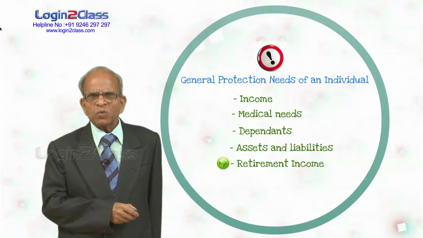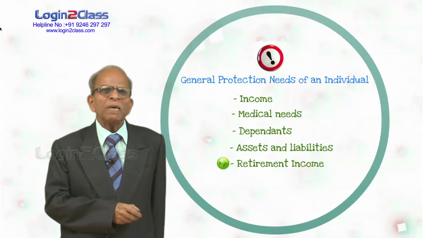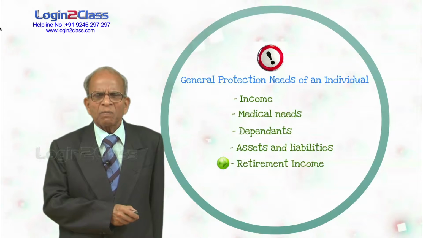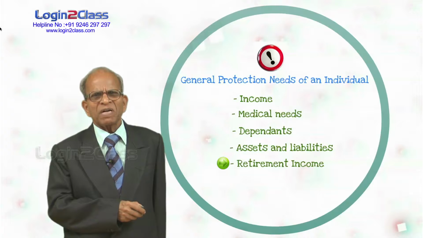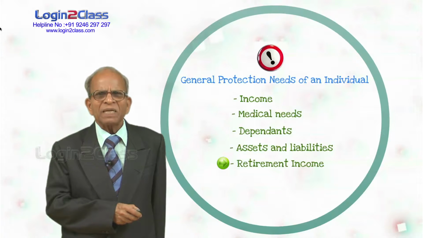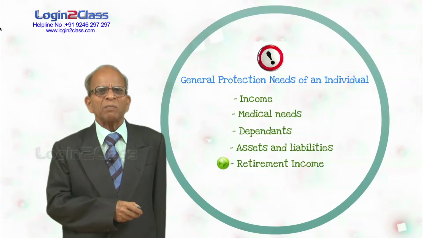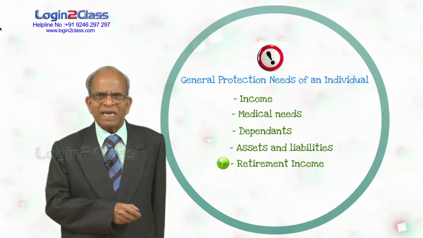Everybody has to retire sooner or later. Very few people are in pensionable jobs. Most people are in jobs where there is no pension. There may be some provident fund and some gratuity, but all that is spent in no time. We require a steady income. For that, there are policies like the annuities.